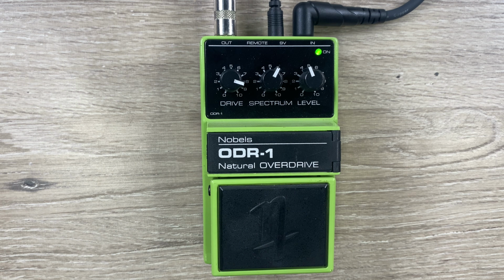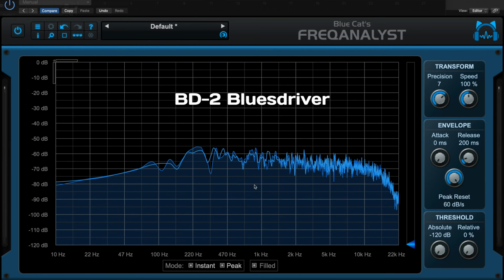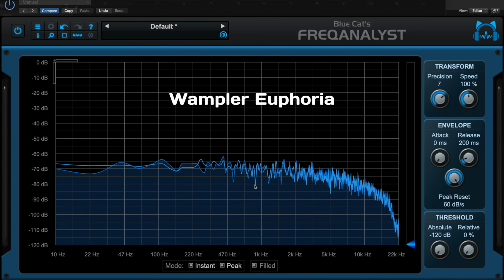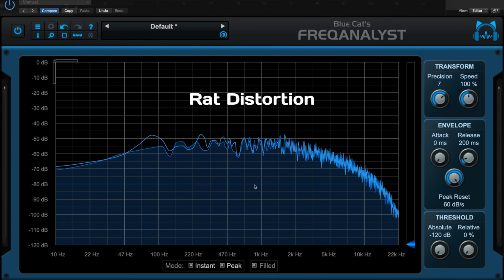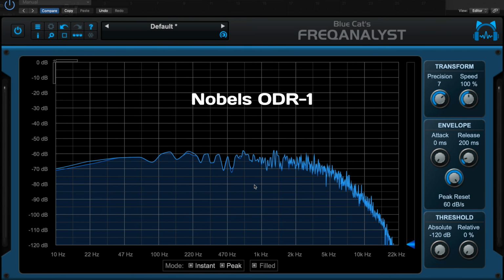These all have pretty similar frequency responses, but they're all radically different sounding. So let's look at the frequency responses real quick. Of course, we have the Bluesdriver, we have the Euphoria, we have the Rat, we have the King of Tone, left channel, and we have the ODR1.